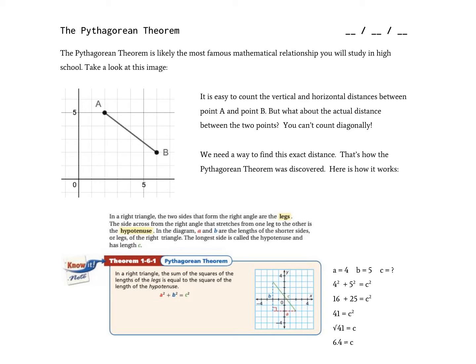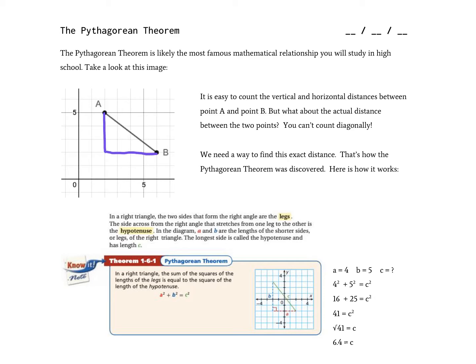All right, so with this picture, it's pretty easy to see the vertical and horizontal distances between A and B. What we mean by that is vertically, how much is changing? Well, it's just 3. Horizontally, how much is changing? Well, it's 4, because we can just count the squares. But from A to B, we can't actually find that distance diagonally. It's not perfect, just 1 each square. So we need to find a way to find that exact distance, and that's how the Pythagorean theorem was discovered.